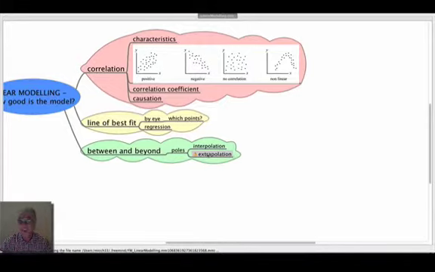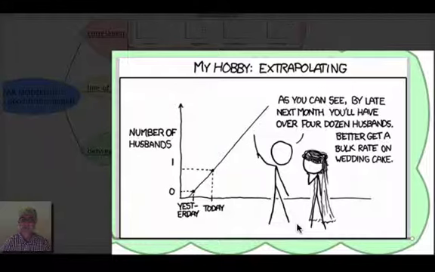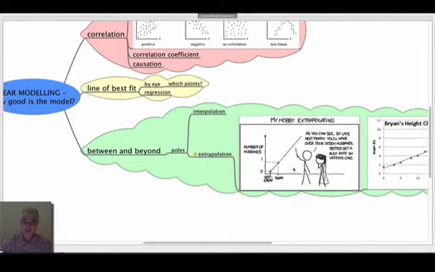Let's have a look at, again, a couple of silly examples, but they make a point. So here we go. Here's a bride on her wedding day. Yesterday she had 0 husbands. Today she has 1. So we plot those points, we extrapolate, and here we go. Here's the conclusion. I'm not sure if that made her happy or not. Well, maybe that's a silly one. Look at this one though.